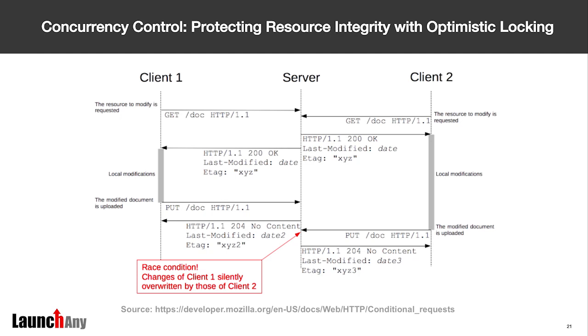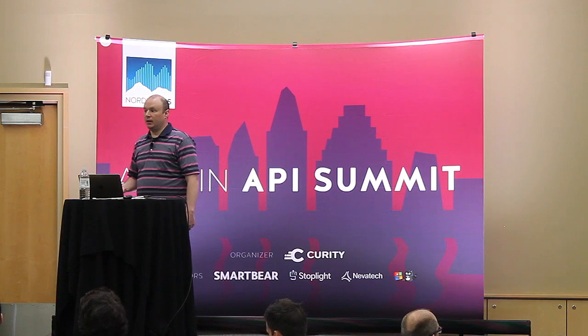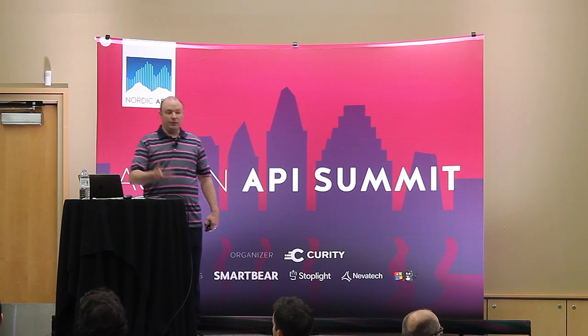Because we have more than one client, more than one device that's interacting with our API, we don't want to destroy data that was changed by someone else. So we can put in concurrency control. All of that's built into HTTP. So I think it's important to go back and review HTTP.